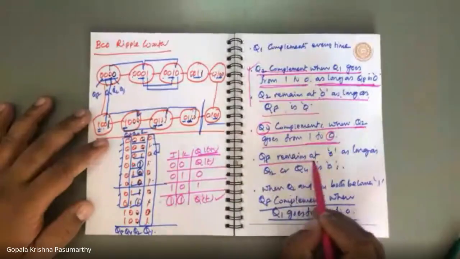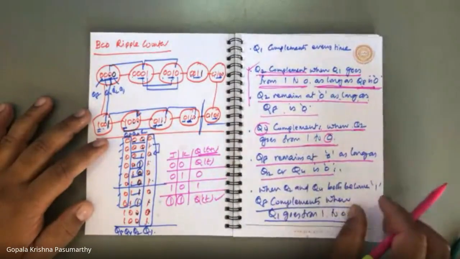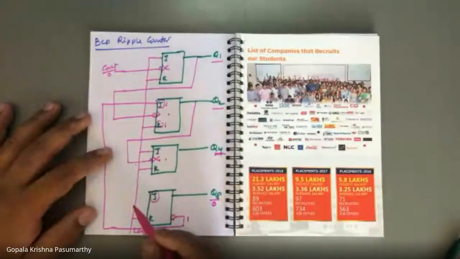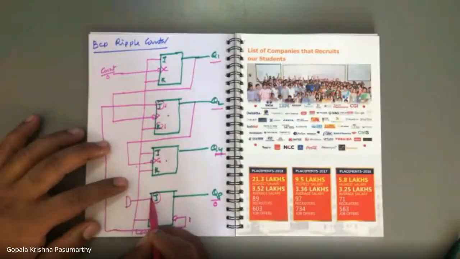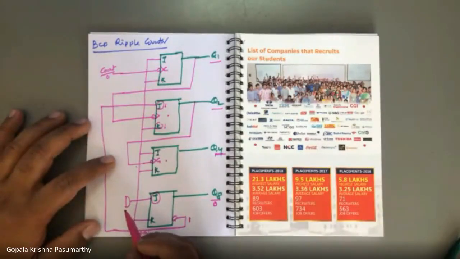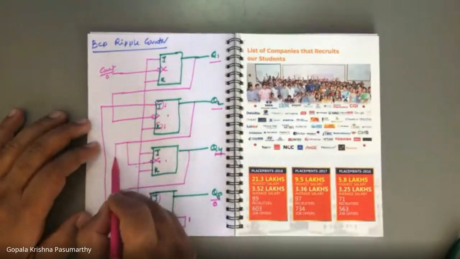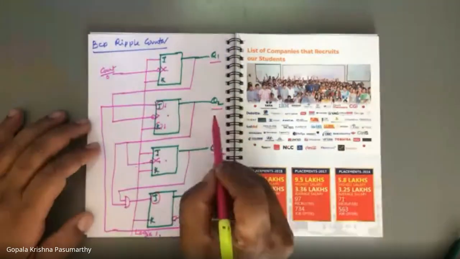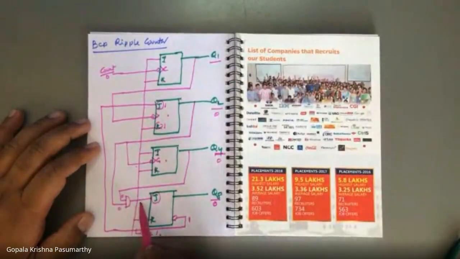See, Q8 remains at 0 as long as Q2 or Q4 is 0. This we have to incorporate now. It means the J input I will connect to an AND gate. One input comes from Q4, the second input comes from Q2. When Q2 is 0 or Q4 is 0, what happens? This output becomes 0, meaning J becomes 0 and K becomes 1.